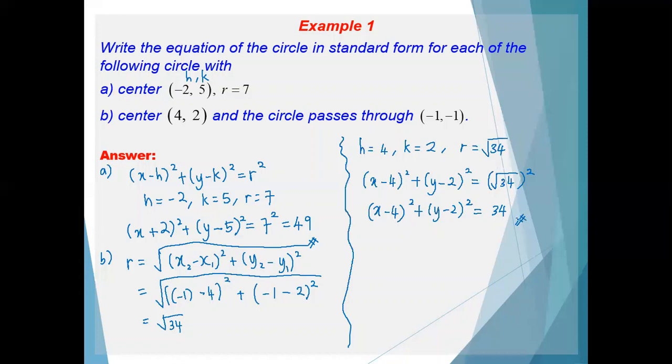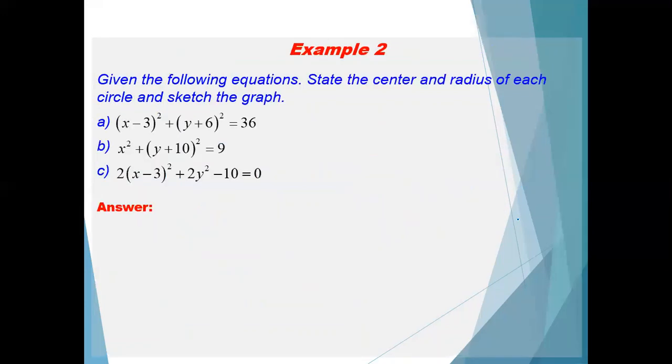Alright, so let's see another example for your better understanding. State the center and the radius of each of the circles and then sketch the graph. Okay, you have to state the center and also the radius, and then you have to sketch the graph. Let's see A. You have (x minus 3) squared plus (y plus 6) squared equal to 36.